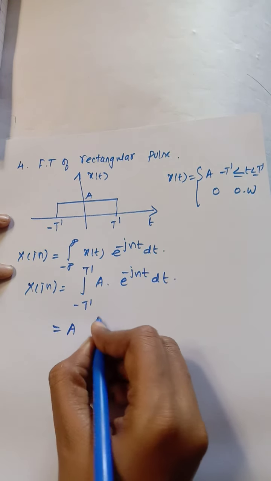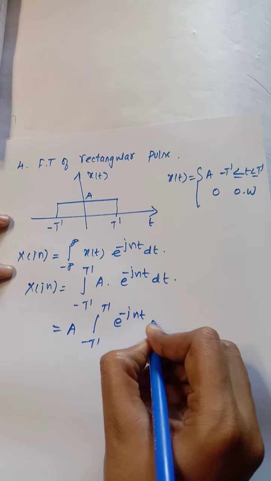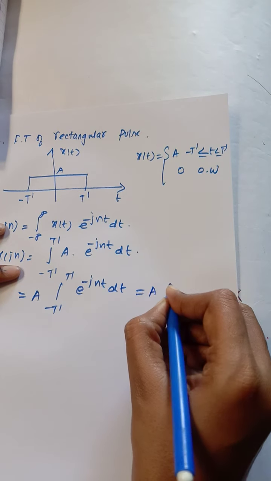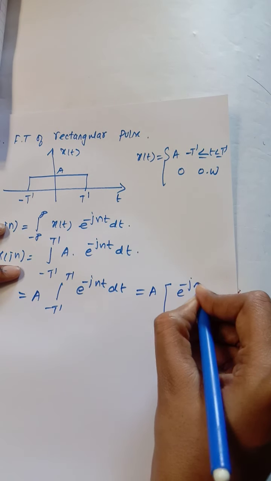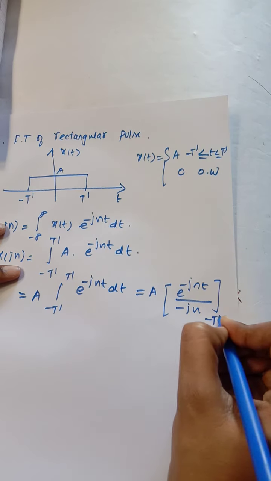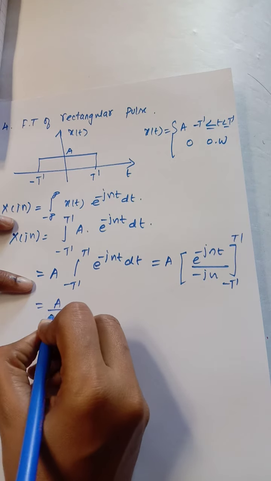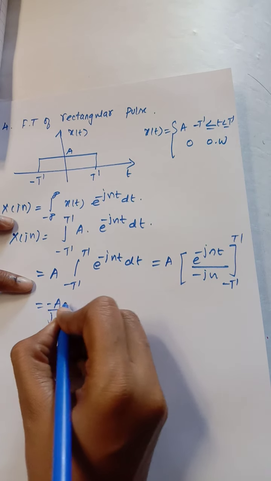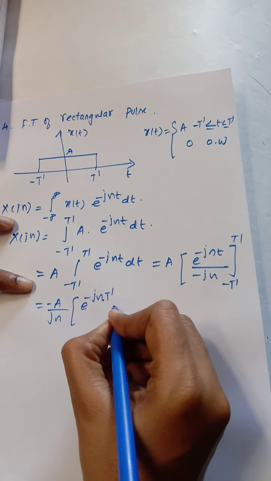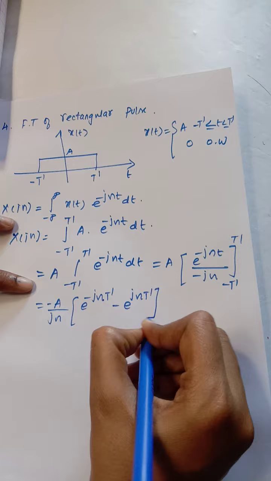So a into the integral from minus t dash to t dash of e power minus j omega t dt. When you integrate it, what you will get is a into e power minus j omega t divided by minus j omega, and the limit is minus t dash to plus t dash. So here a by j omega into e power minus j omega t dash minus e power plus j omega t dash.